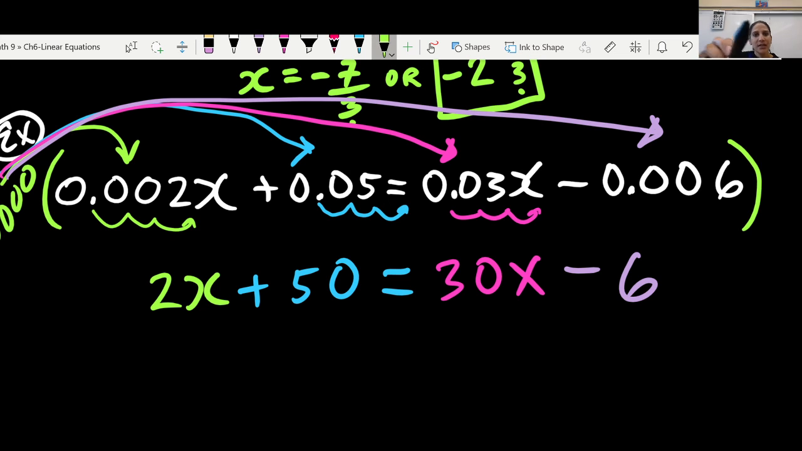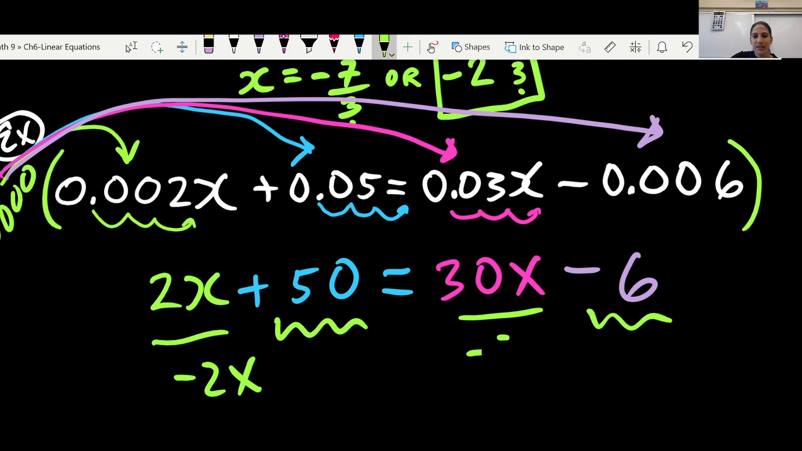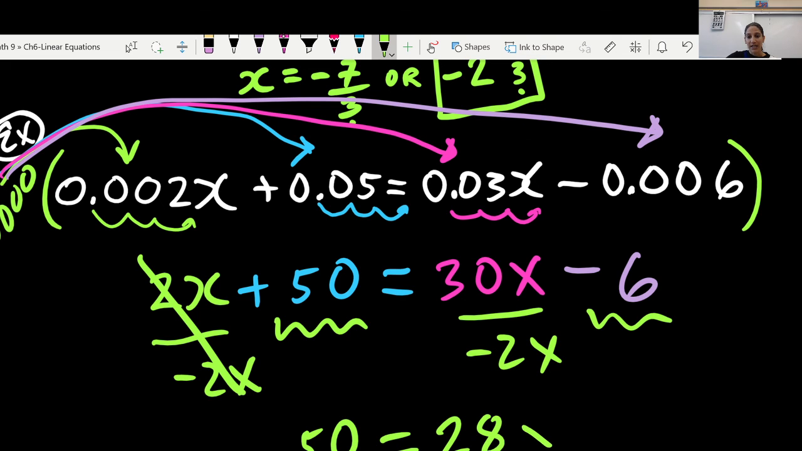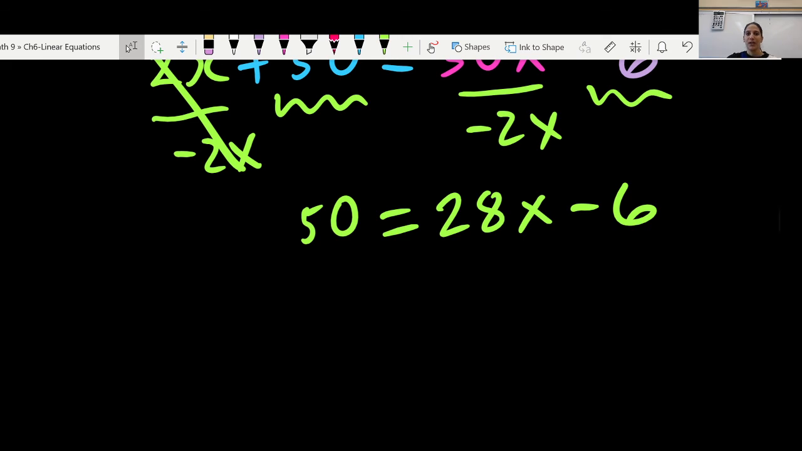So looking at this here, we want to get our like terms together. So we want these two together and we want these two together. That didn't help. Let's do this, these two together. So maybe a good way to do that is to subtract 2x on both sides, which would get rid of it here. So we would have 50 equals 30x minus 2x would give us 28x minus 6. So we have this going on.